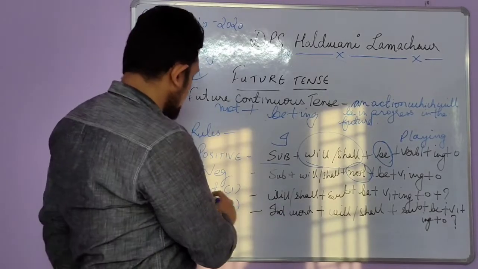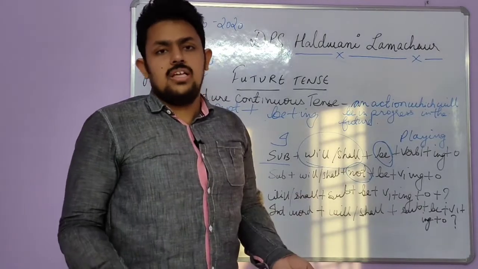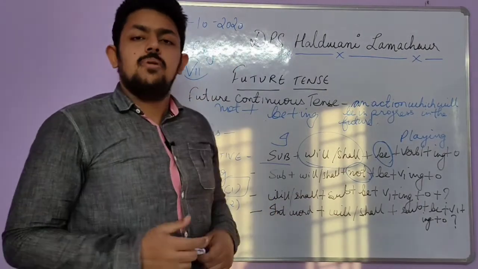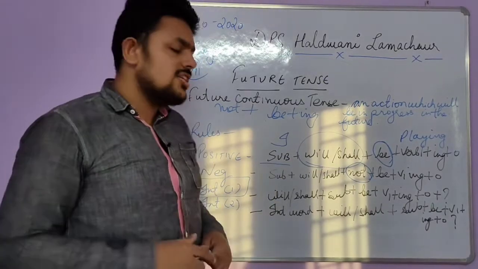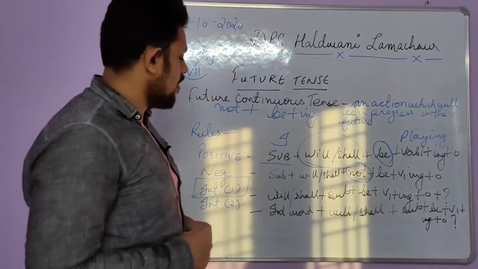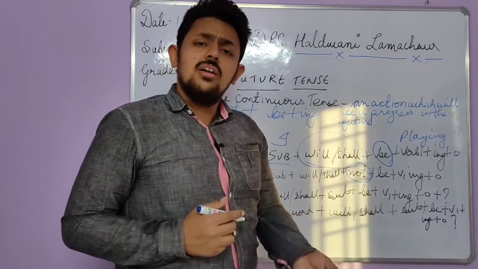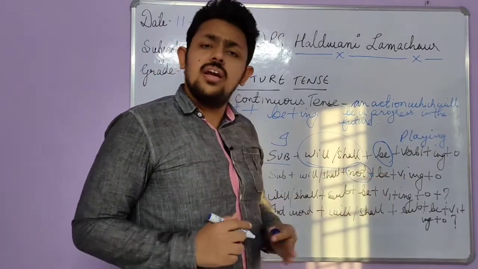Now see the interrogative first type. We put will and shall. It is obvious. In past we were putting has, have. In present we were putting do, does. In future we will put will and shall. Will or shall. Will I be playing cricket? Very easy. Will I be playing cricket?